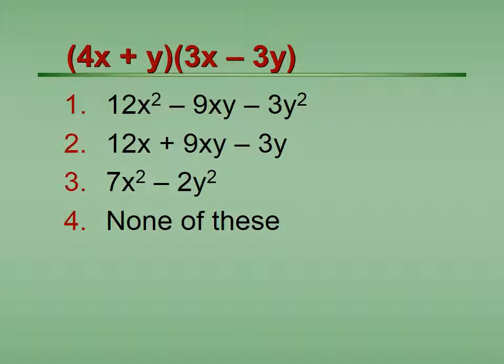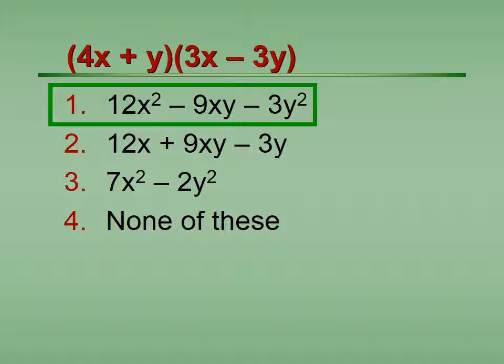Now try this one. You should have gotten option 1 if you did your first terms, 4x times 3x, is 12x squared. Then you did your outer terms, so 4x times negative 3y is negative 12xy. Then your inside terms is 3xy, so negative 12xy plus 3xy is negative 9xy. And then your last terms, y times negative 3y is negative 3y squared, which is option 1.